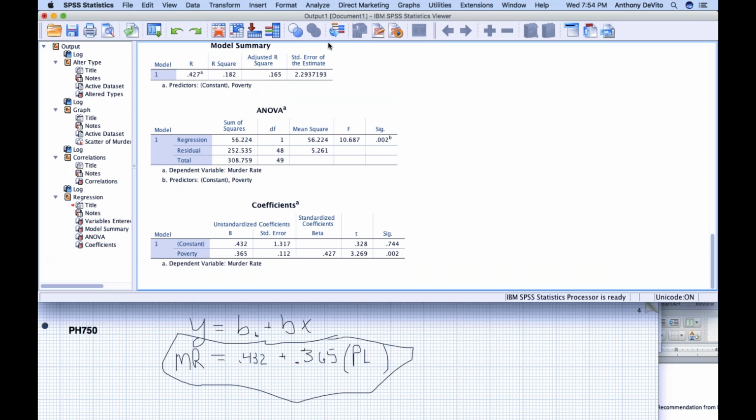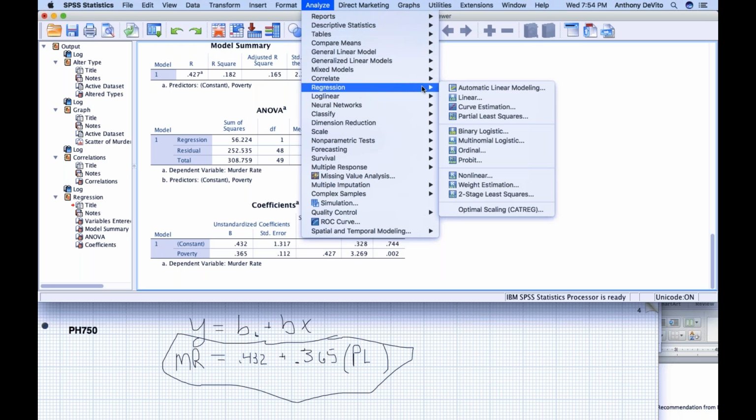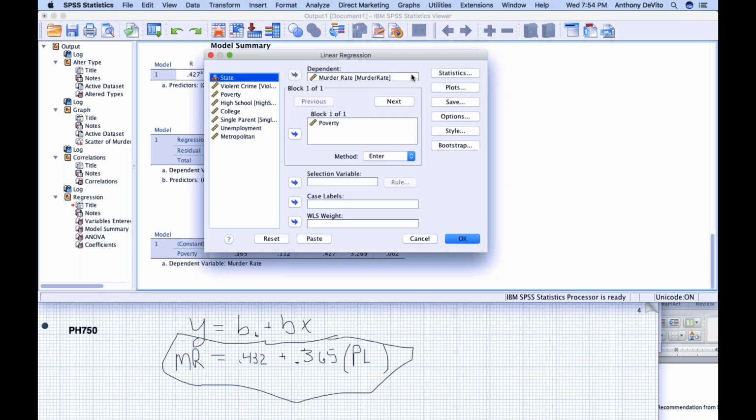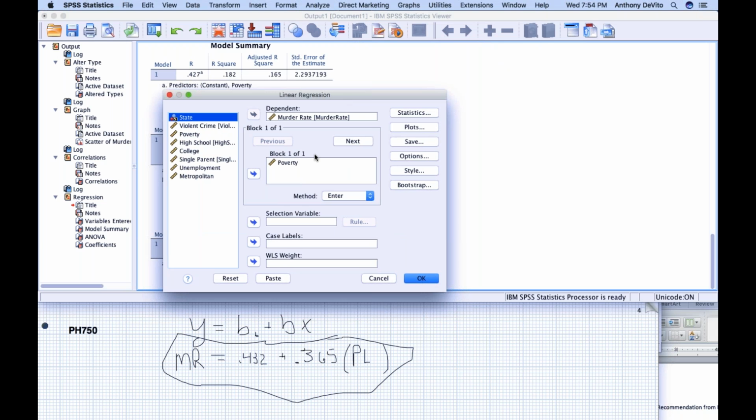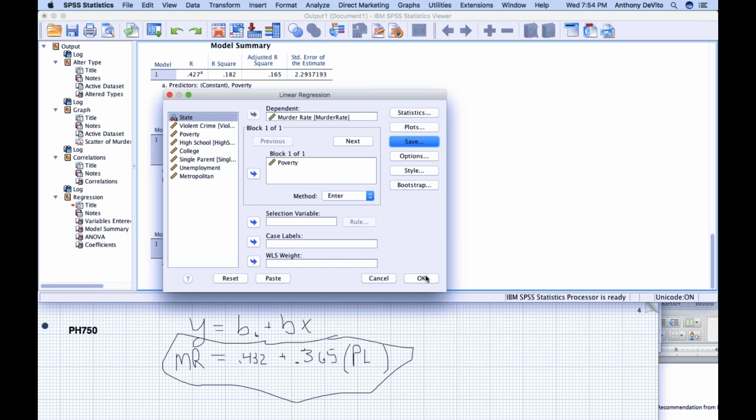Well, in fact, I'm going to go back into Analyze. I'm going to go into Regression, Linear Regression. Notice it's still set up the way it was before. This time I'm going to click on this little box that says Save, and in this box I'm going to click on Predicted Values Unstandardized. Then I'm going to click Continue, and I'm going to click OK.